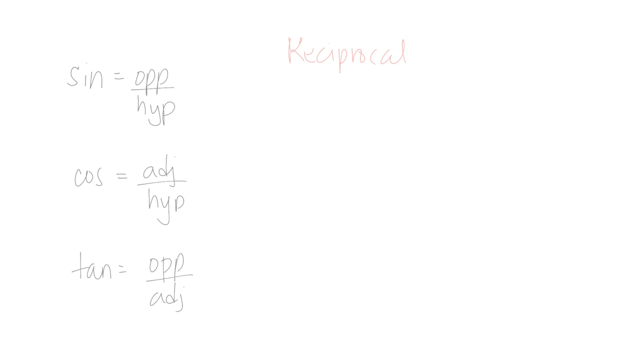So the reciprocal functions are going to be the reciprocals of sine, cosine, and tangent. The first one is cosecant, so I'm going to write out the whole word first. The way that we abbreviate this is CSC, that's cosecant. And cosecant is the reciprocal of sine, so that's going to be 1 over sine.